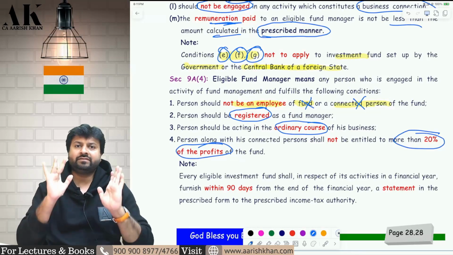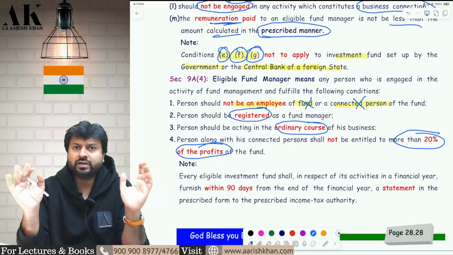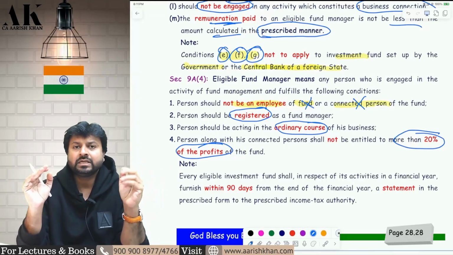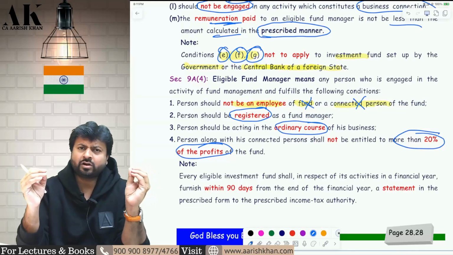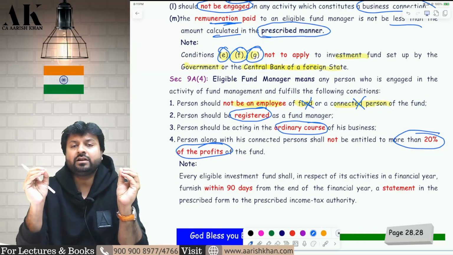Now, if you fulfill these 17 conditions, then the income of the eligible investment fund will not be liable to tax in India. It is not deemed to accrue or arise in India as per section 9A. Now, who will check whether all these conditions are fulfilled or not? For that purpose, the investment fund has to fill a prescribed form within 90 days from the end of the financial year.